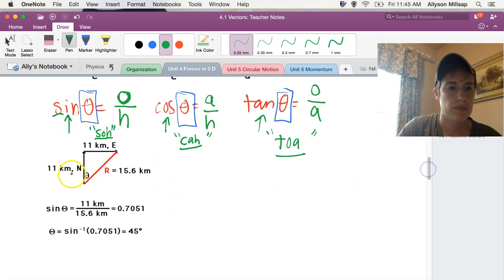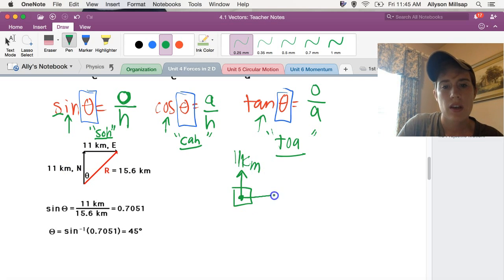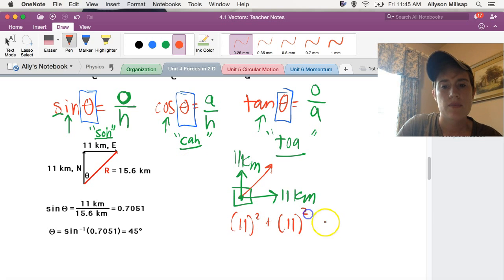So let's practice one. This is the same one that we had up above. Let's say here's our box, okay? It's being pushed 11 kilometers north and 11 kilometers east. The first thing we do is we need to find our resultant vector. It's somewhere right here. So how do we find a resultant vector? We end up squaring both of our forces, okay? And then we find our resultant force, which was 15.6 kilometers.